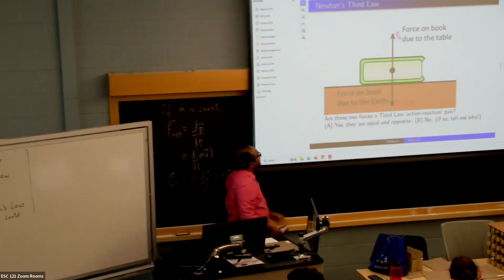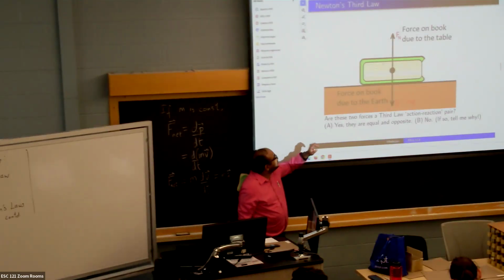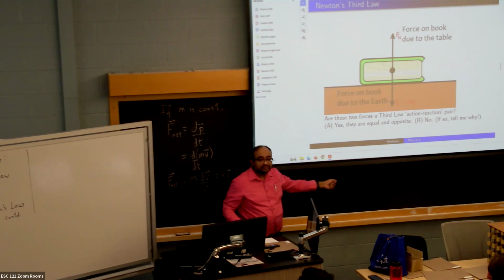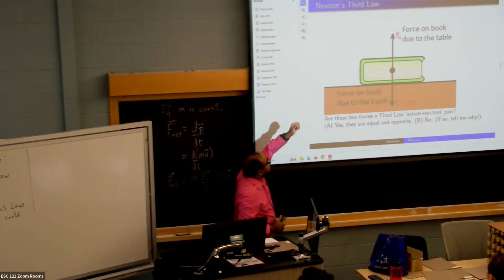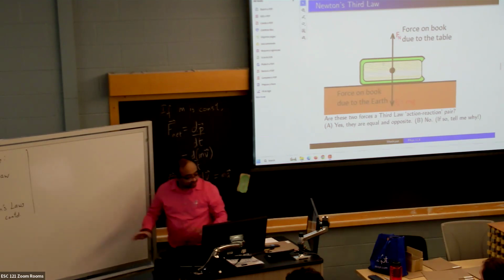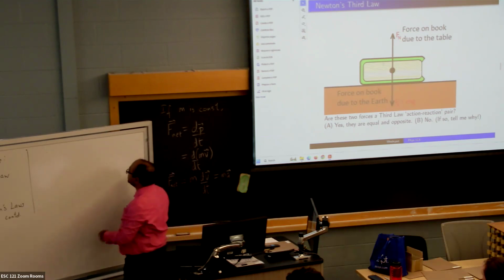Notice that I haven't depicted the force due to the book on the table, because that would belong in the table's free body diagram, right? Not the book's free body diagram. So in the free body diagram of the book, I only focus on the forces acting on the book. Don't care what the book does to anyone else.